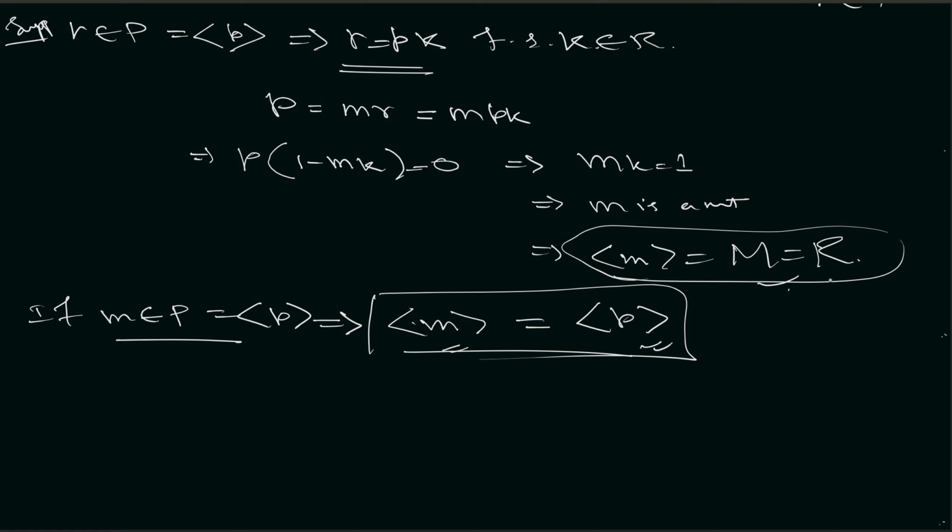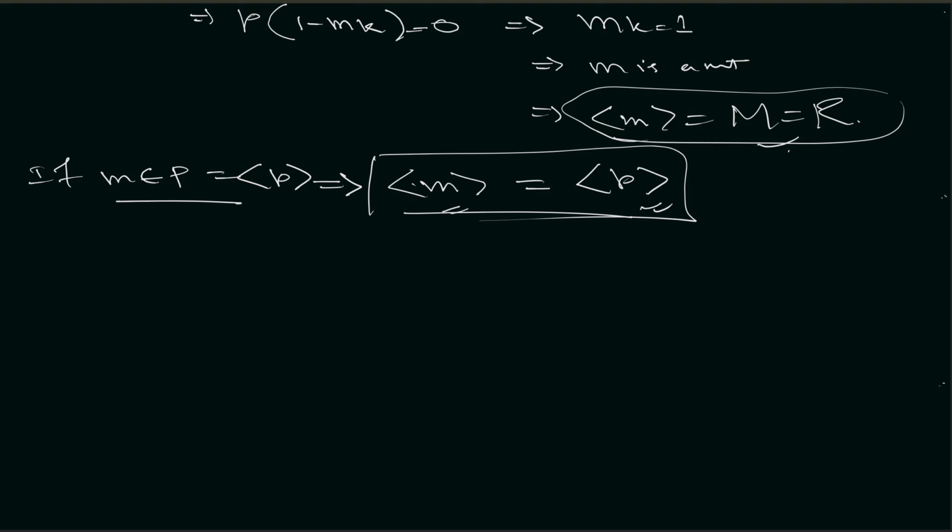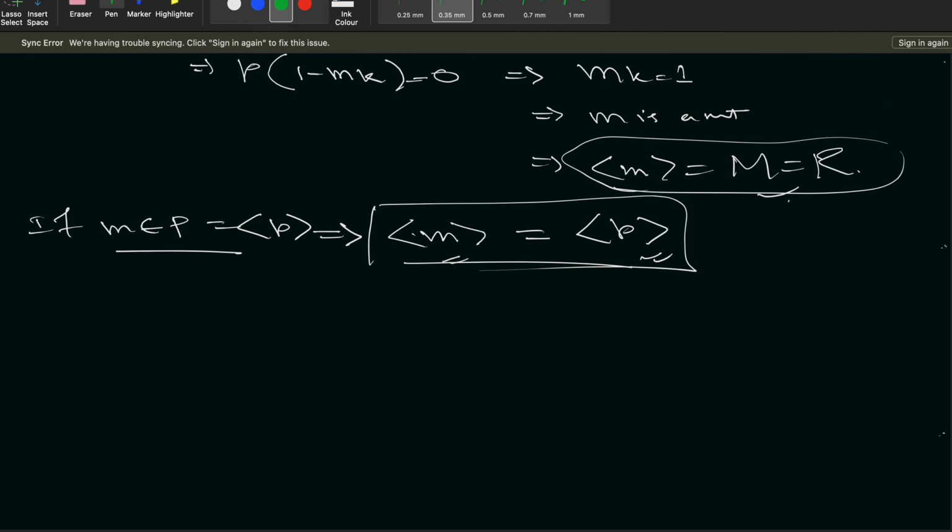So every non-zero prime ideal is maximal, and by definition every maximal ideal is prime. There is nothing to prove about the maximal ideal here, right? So I think the proof is clear, right? Now let me come to some examples.